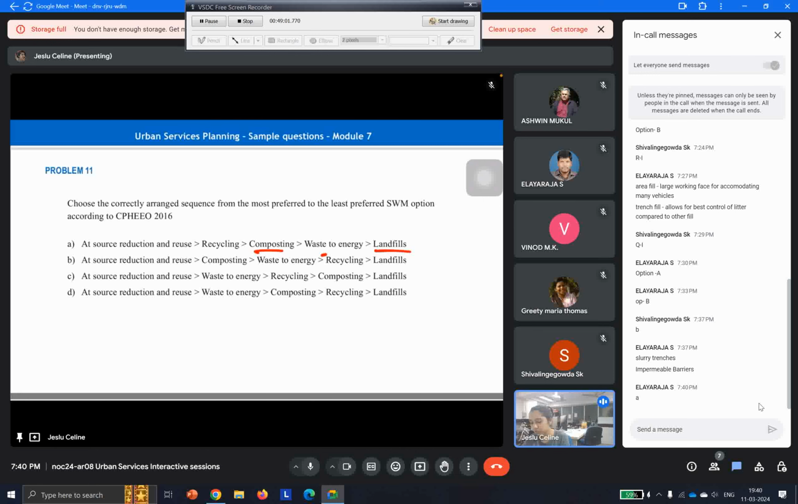So, yes, and waste to energy, and finally comes landfill, because you're just dumping in the landfill. Whatever cannot be composted, whichever cannot be converted to energy, we are depositing in landfill, and then we are keeping it for around 15 to 20 years. Right. So yes, option A is the correct answer.